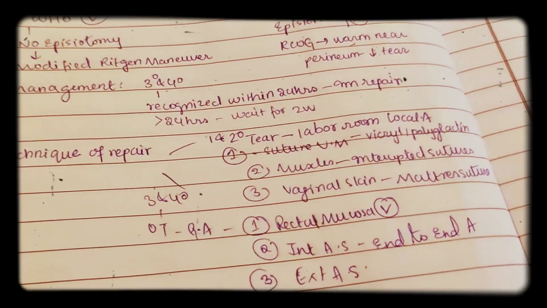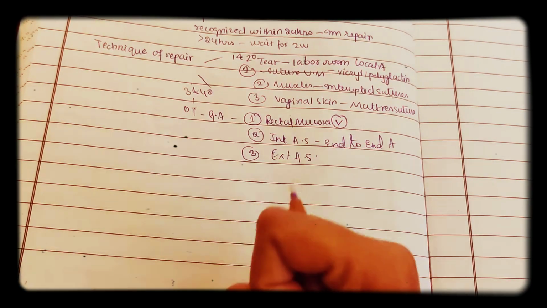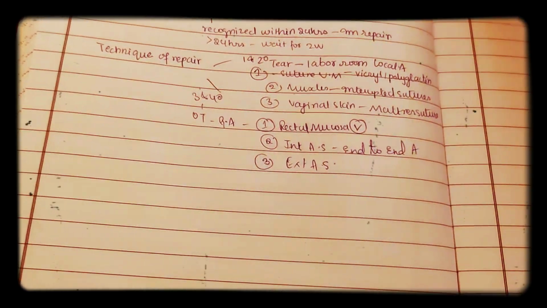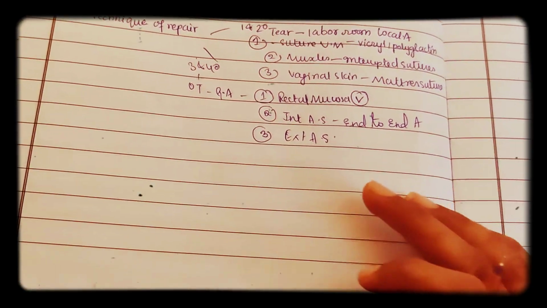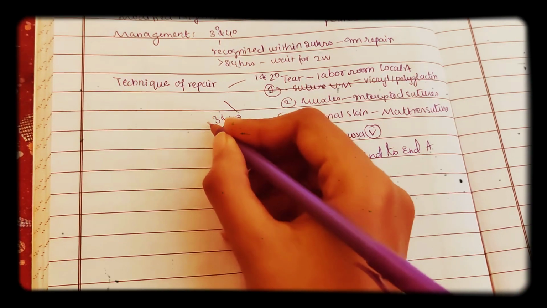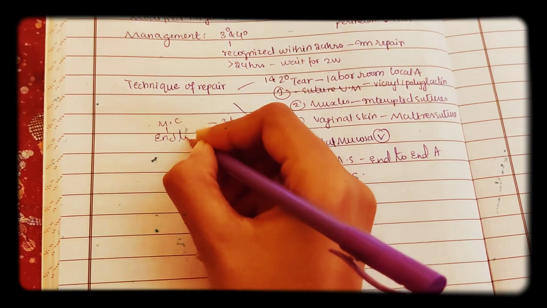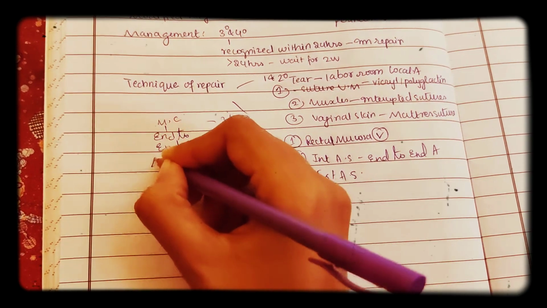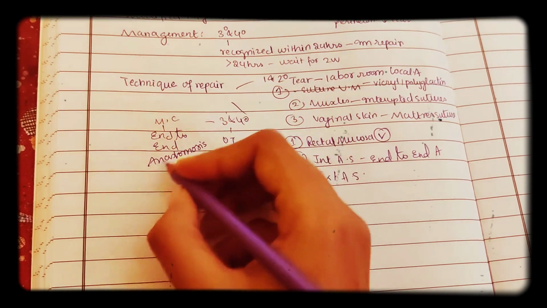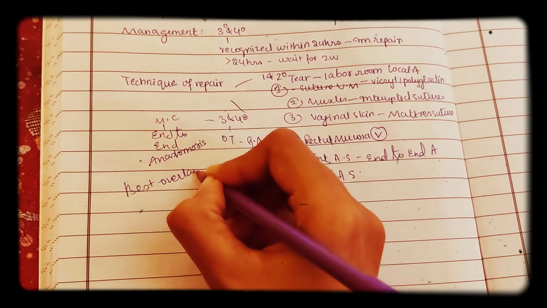Actually, here this third and fourth degree repair is mainly involving the rectal side. First the rectal mucosa, next the internal anal sphincter, next the external anal sphincter. So now, what is the most common method which we use here in third and fourth degrees? The most common method is end-to-end anastomosis, and the best one is the overlapping technique.